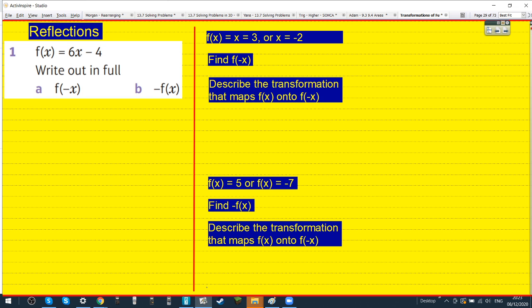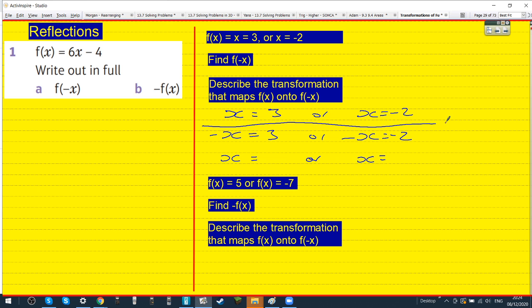This one. x equals 3 or x equals minus 2. And so for f of minus x, it was originally x equals 3 or x equals minus 2. It becomes minus x equals 3 or minus x equals minus 2. And so solve each of those. So does it become x equals minus 3 and x equals 2? Yeah.